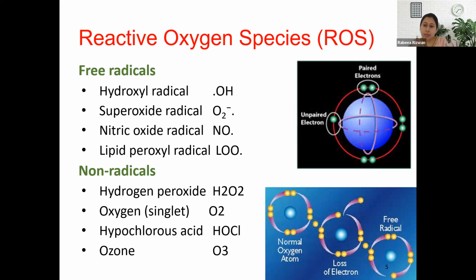But there are also some atoms, molecules, and enzymes that act as reactive oxygen species, however they have no unpaired electron in their atom. That's why they are called non-radicals, but they have the same property as the free radicals because they are highly reactive oxygen species. So both are called reactive oxygen species because they are present or produced inside our body.